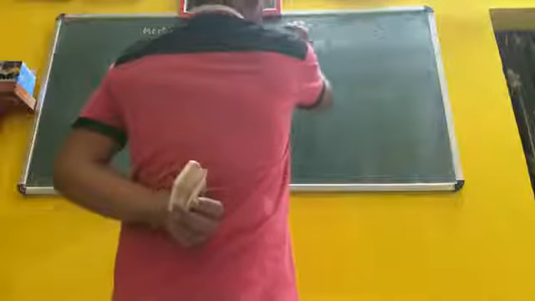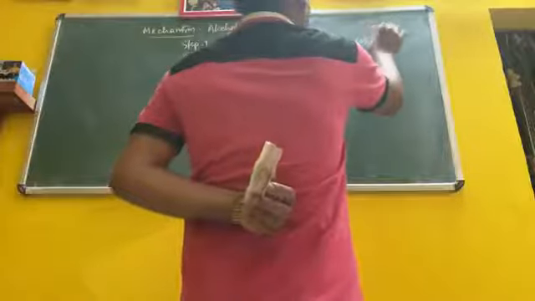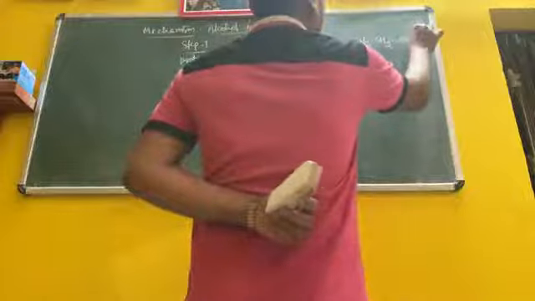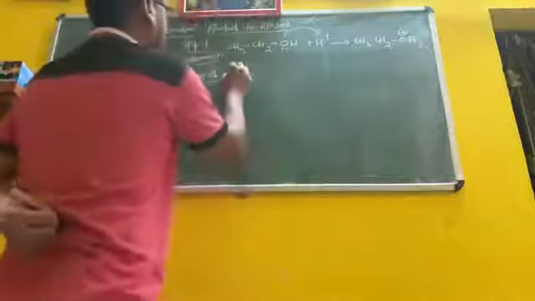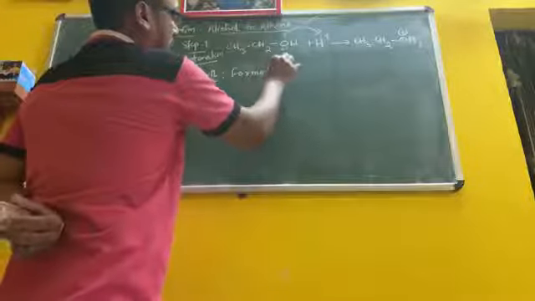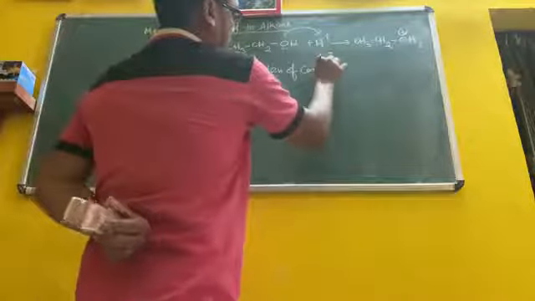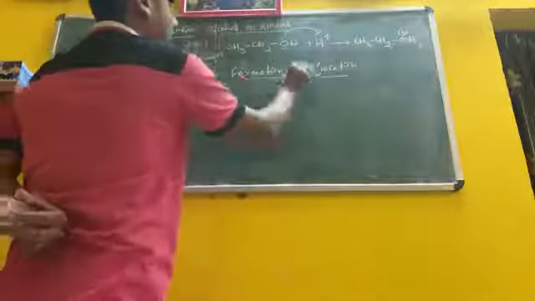Then what will happen? This is your nucleophile. I have told you previously that alcohol acts as both electrophile and nucleophile. Then it will form CH3, CH2, OH2 plus. Here you can write in expanded form also, OH2 plus. Then step 2: formation of carbocation.